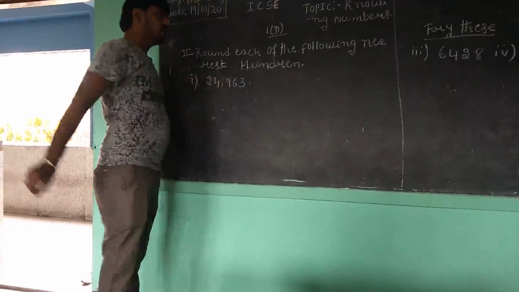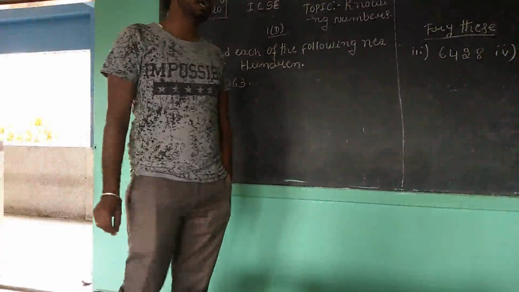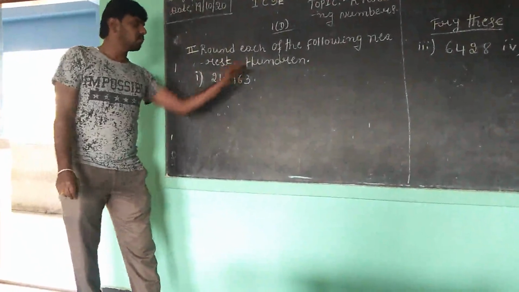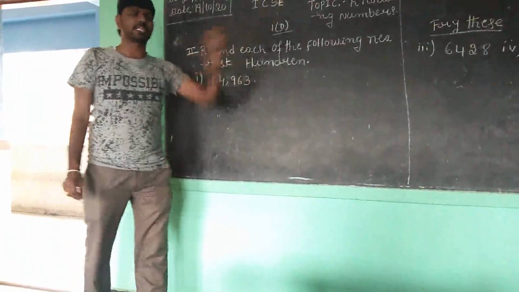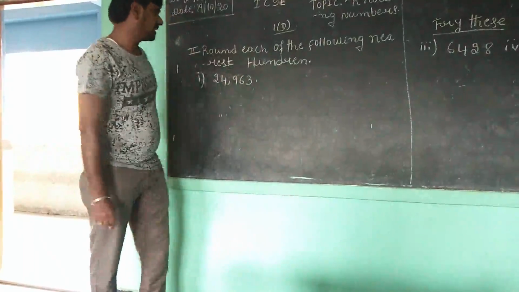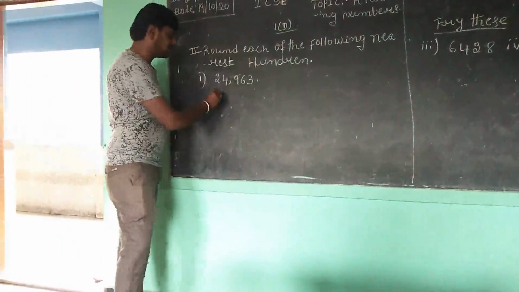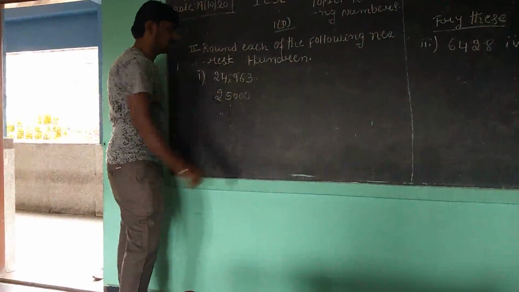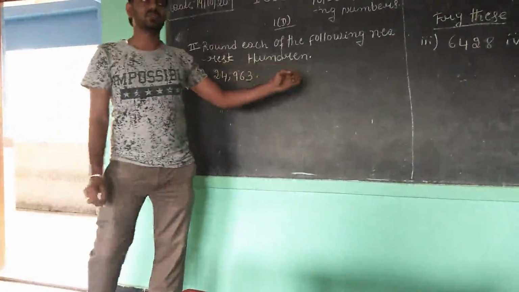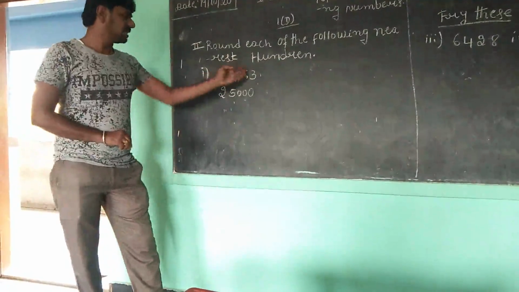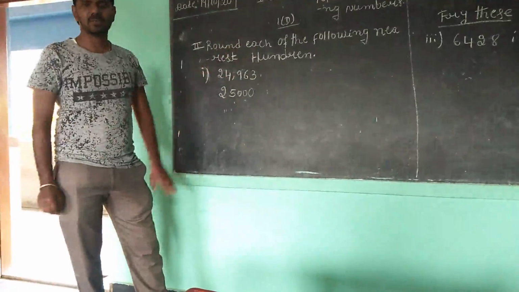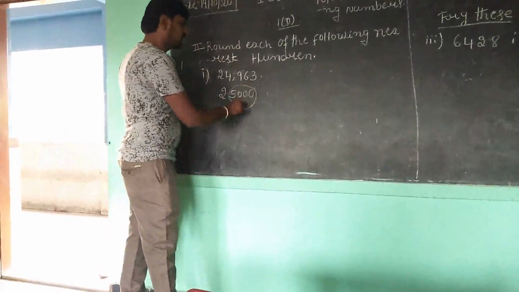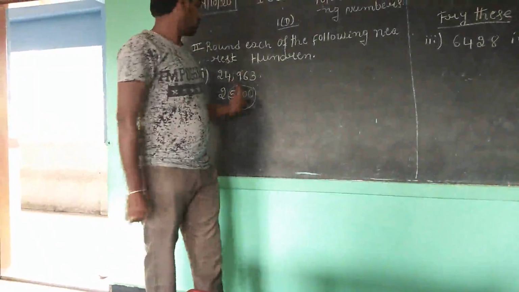See children, you want to find the nearest 100. Here 963 is 60, more than 5, so you take the next number. So here the 100 is 900, and this is very near to 25,000. That is also nearest to 1000, because after 24 the next 1000 is 25,000. Very near to 25,000.